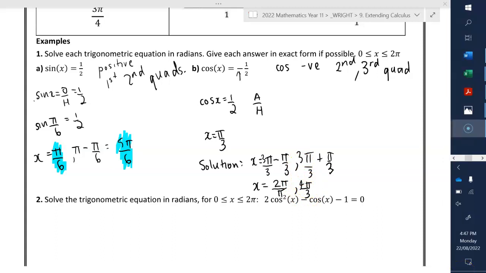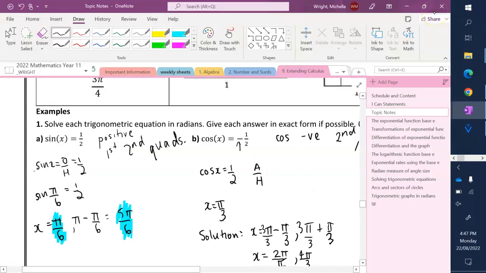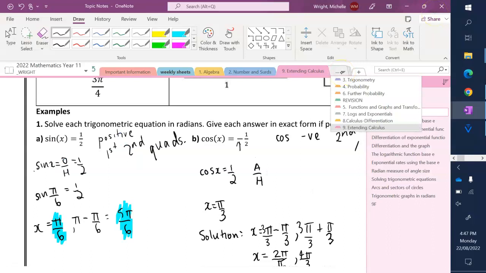So again, if that did not seem familiar to you, you need to go back and have a look at our earlier topic earlier in the year. We'll pull that out up the top up here. We were in trigonometry and we looked at it right up here in our third topic earlier in the year.